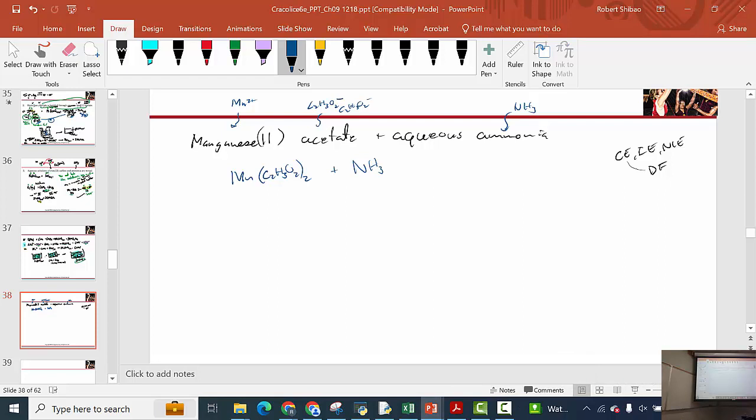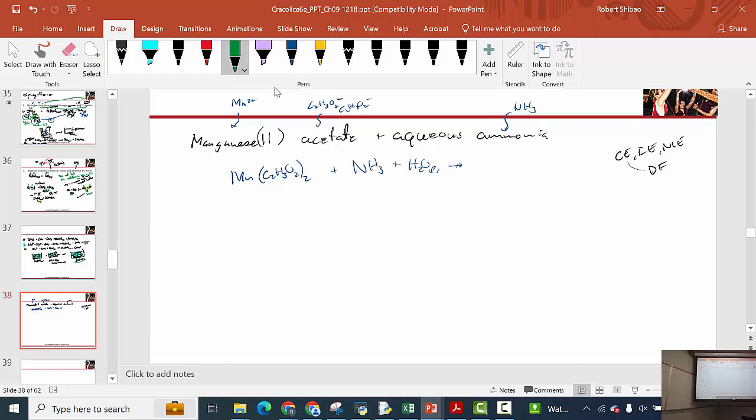I think, is it acetic acid? Finishing the equation here, it's plus NH3 plus H2O liquid. This is going to produce what?